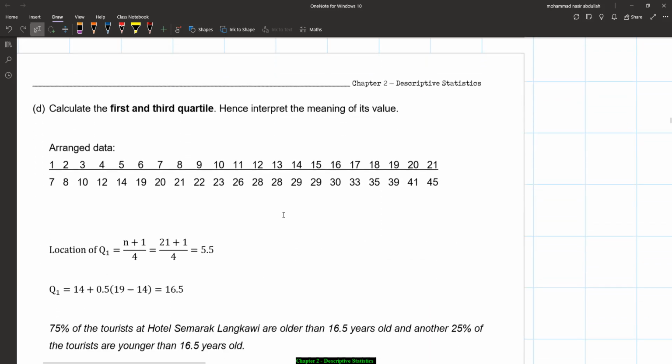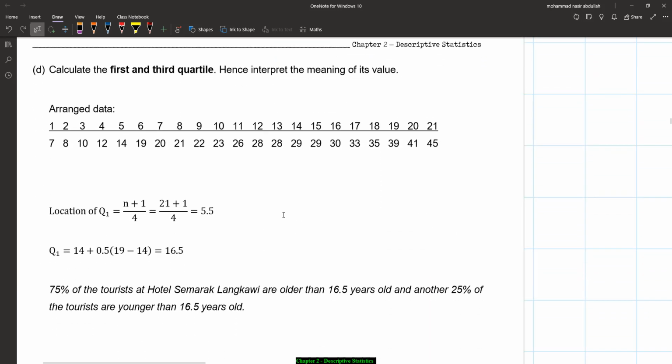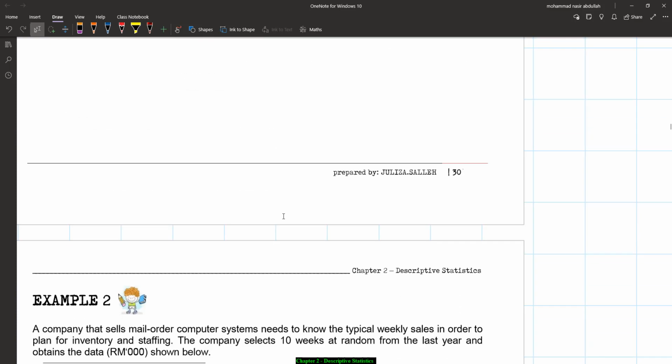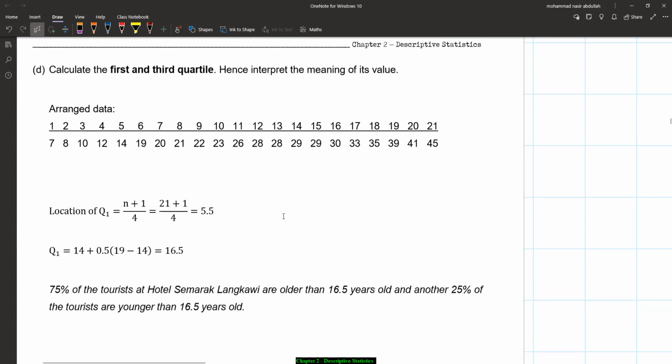So now let's look at the last question, right? The last question, we want to find the first and third quartile. It's the same procedure as median. We need to arrange data in ascending order, and then we locate the value of quartile, which is 21 plus 1 divided by 4, which is 5.5. 5.5 is somewhere between here, right? 14 and 19. So 14 plus 19 divided by 2, it should be equal to 16.5.